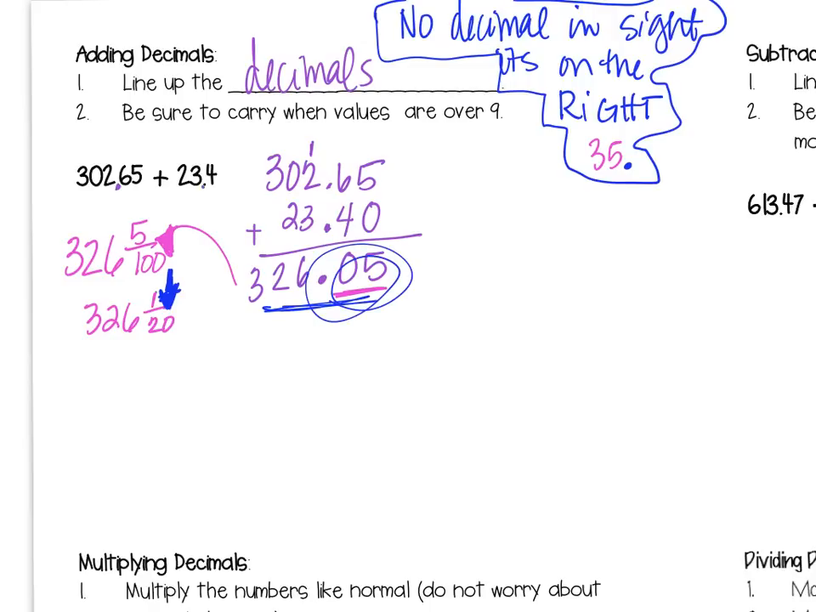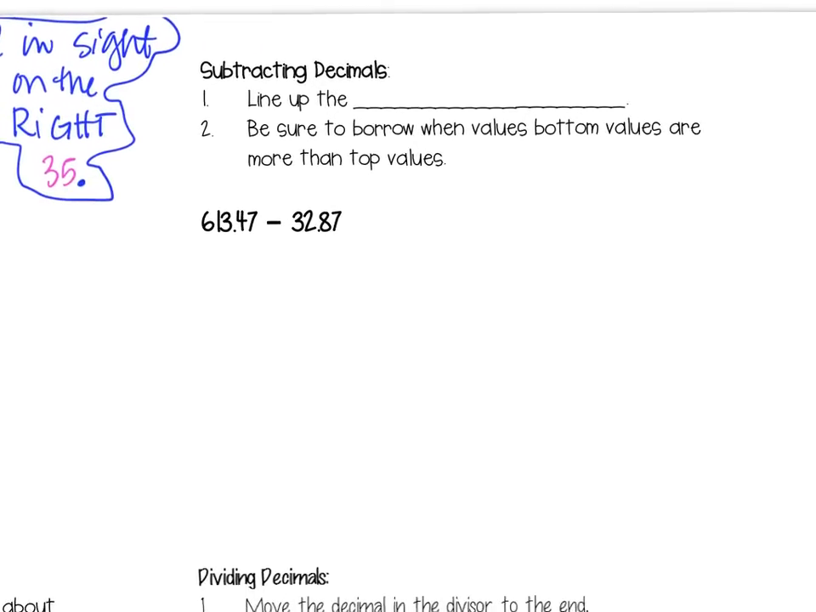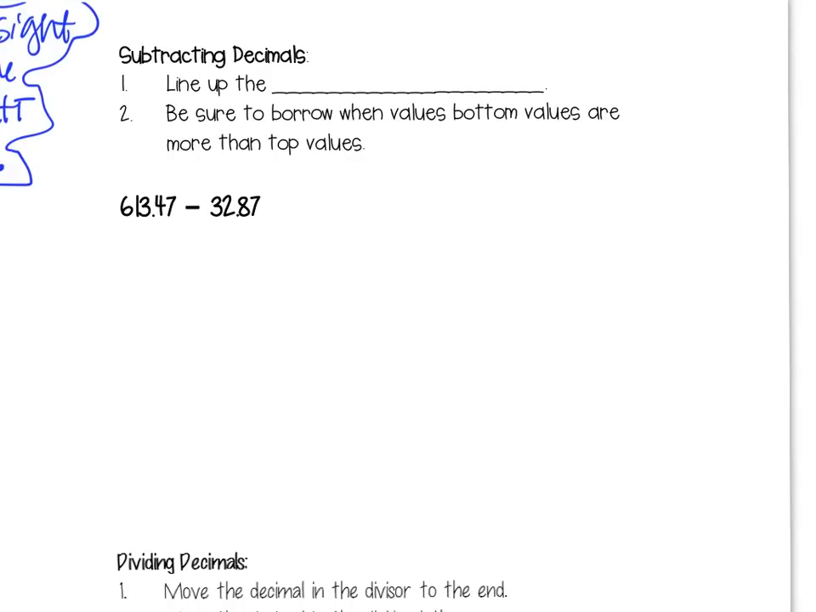Okay, let me move this over. Here, let's write something else. Adding, let's write, bring your decimal straight down. So adding and subtracting, you line them up and bring them straight down. So come over here to subtracting. Same thing. Easy, line up the decimal.